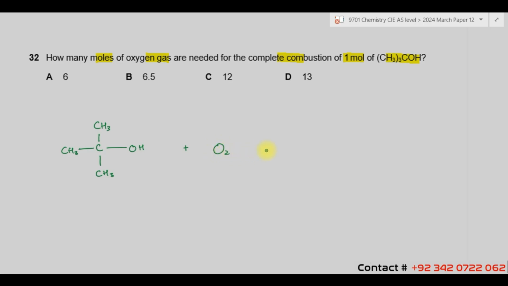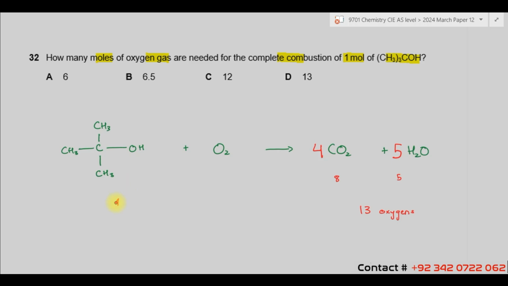Plus oxygen, it will form CO2 and H2O. Let's balance. 4 carbons are there, so 4 CO2. 10 hydrogens are there, so 5 H2O. Now oxygens, we have 8 in CO2 and 5 in H2O. So 8 and 5 is 13 oxygens.